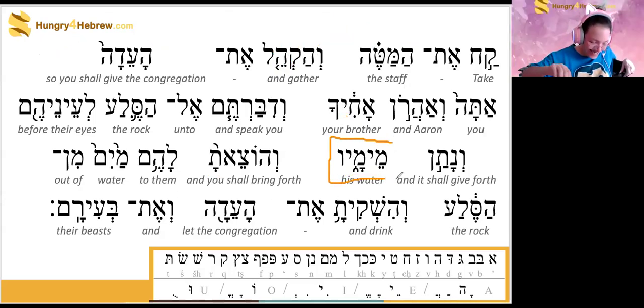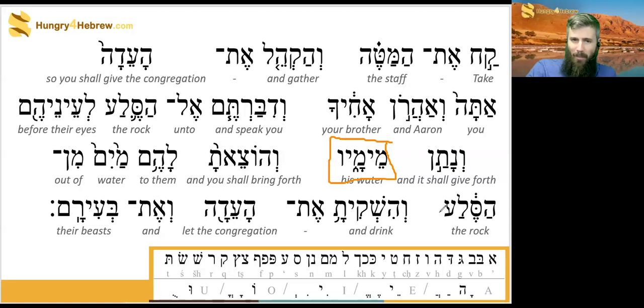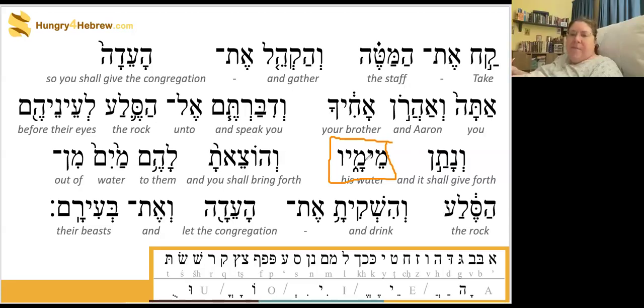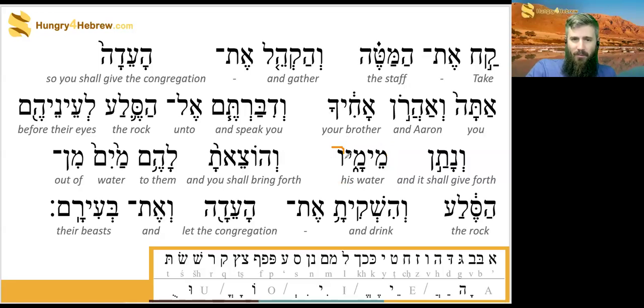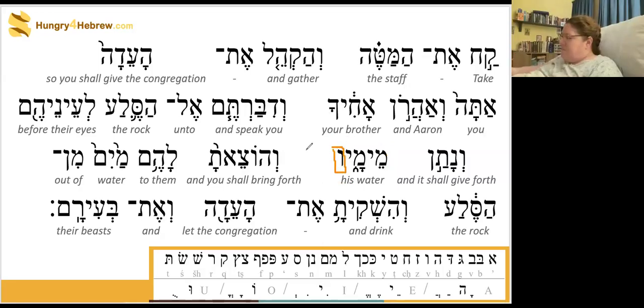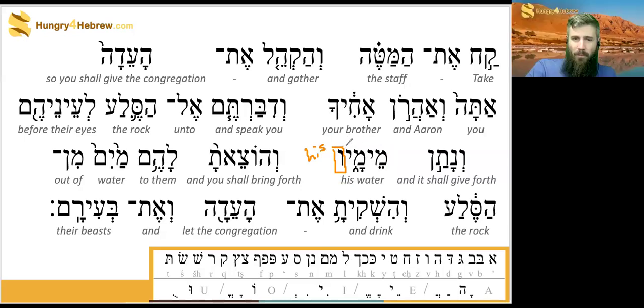This is the other thing I wanted to bring up. Remember I told you about mayim at the beginning? Look at this word. Memav. The vav here means "his." The yod means?